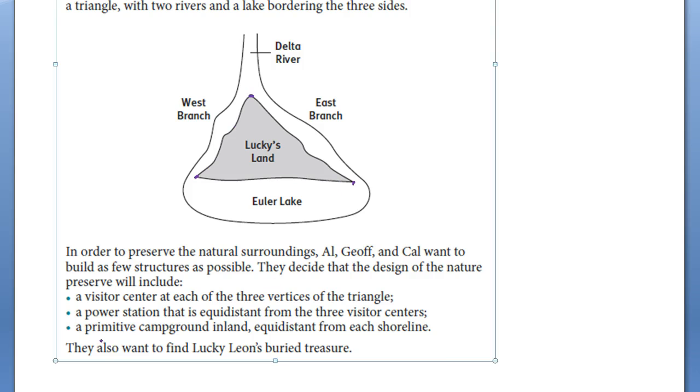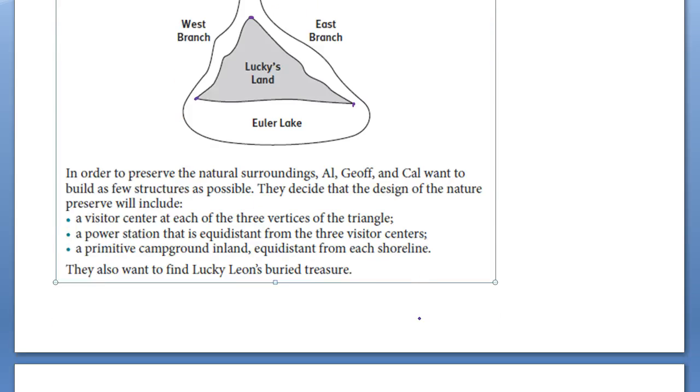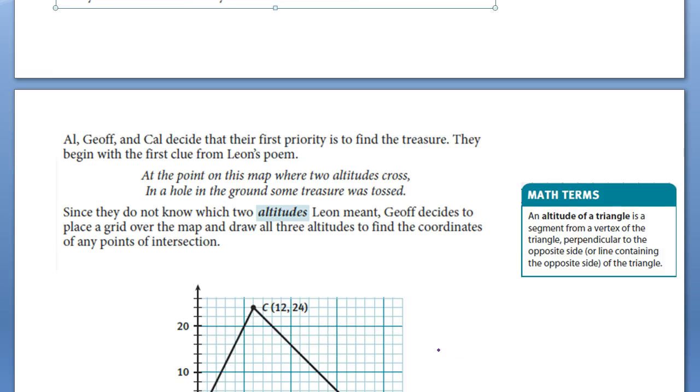And we also want to find a primitive campground inland equidistant from each shoreline. So if we think of the shorelines of the rivers as the sides of a triangle, we want to find a point somewhere in the triangle that's equidistant from the three sides. They also want to find the treasure. Al, Jeff, and Cal decide that their first priority is to find that treasure. They begin with the first clue from Leon's poem.